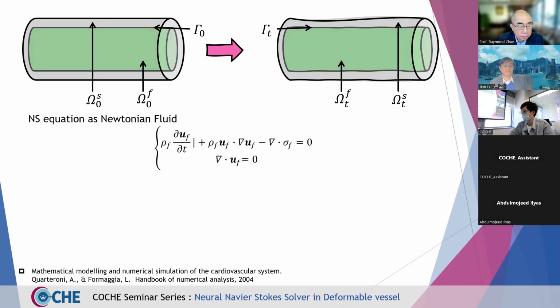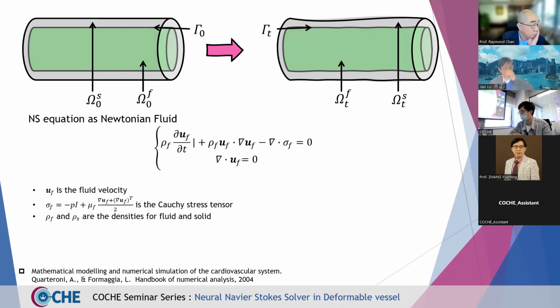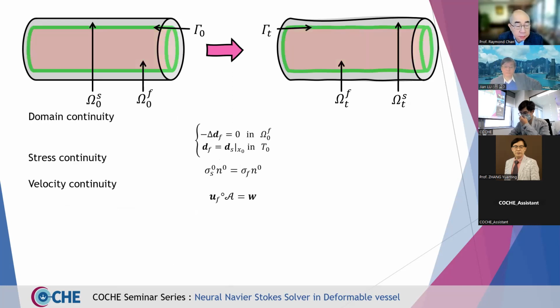So the first one, how the fluid flows. We use the Navier-Stokes equation to describe the flow inside the lumen. We all know this is based on momentum conservation, right? There are some parameters in this PDE system. ρf is the density of the fluid, and uf is the velocity of the fluid. σf is the Cauchy stress tensor. It is made up of pressure and fluid flow. So we have this PDE system to describe the fluid behavior, and then how this domain deforms.